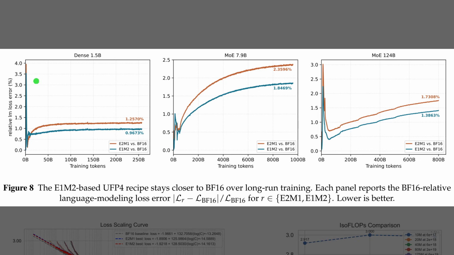Figure 8 reports the relative language modeling loss degradation compared to BF16. For the dense 1.5 billion parameter model on the left, the relative error drops from about 1.3% down to under 1%. Because the uniform format avoids shrinkage bias, the other two panels show consistent improvements for larger mixture of experts models, confirming that the uniform grid maintains superior stability.